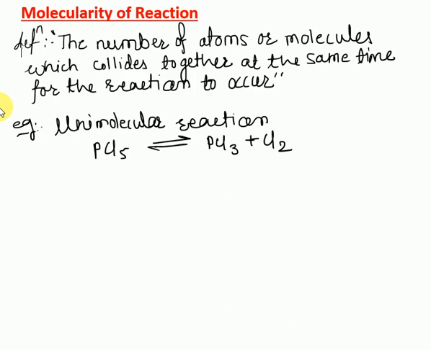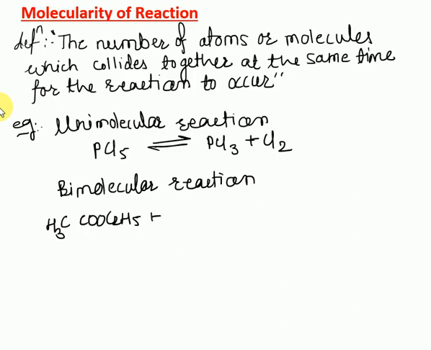Second type of reaction is bimolecular reaction. Bi means two, so obviously two molecules will be involved. Ethyl acetate reacts with sodium hydroxide, NaOH, to give the sodium salt of acetate, sodium acetate, plus ethanol, C2H5OH. Two molecules are involved in the reaction, that's why it is a bimolecular reaction.